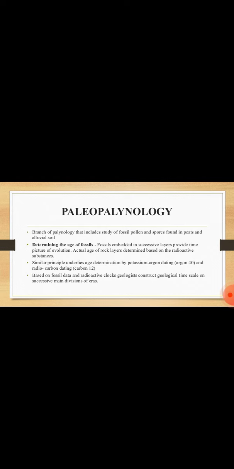Ages of plant life. Based on the data obtained from the fossils and radioactive clocks, it has been possible for geologists to construct a geological timetable indicating the age of successive Earth layers and provide a calendar of Earth's past history. This calendar consists of 5 successive main divisions of eras. The last 3 eras are subdivided into a number of successive periods.